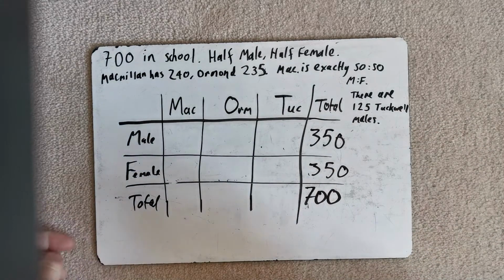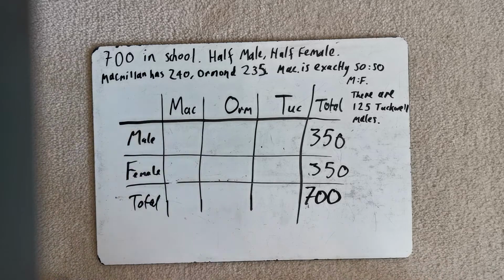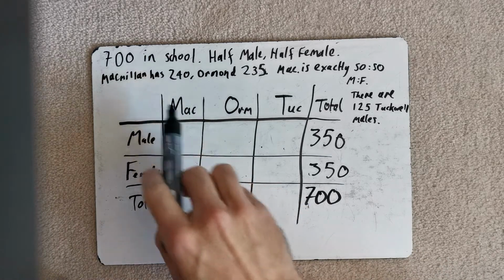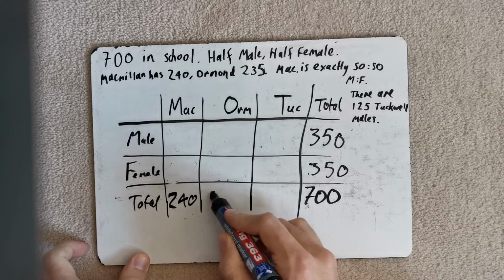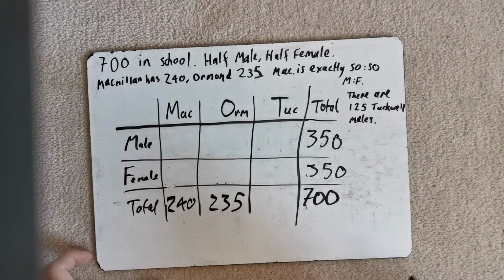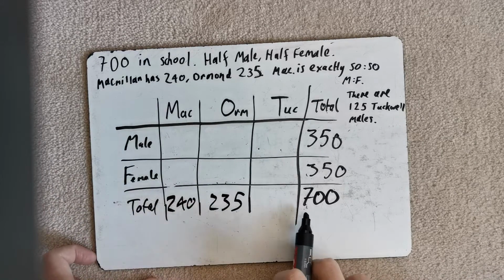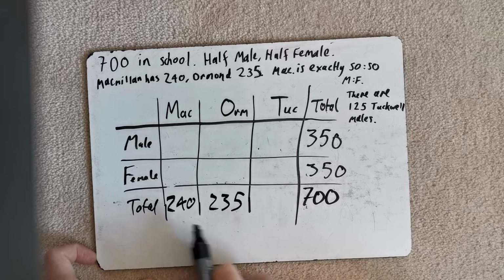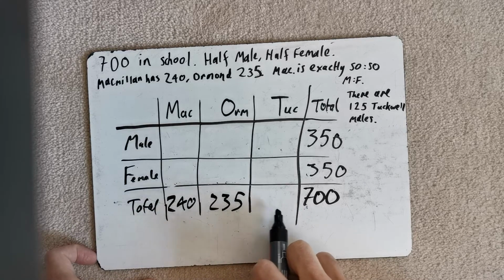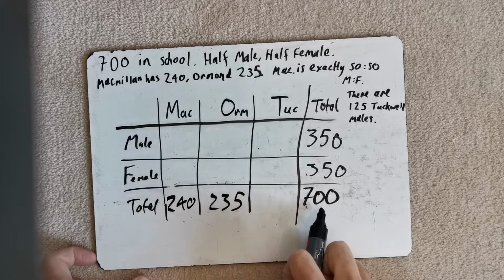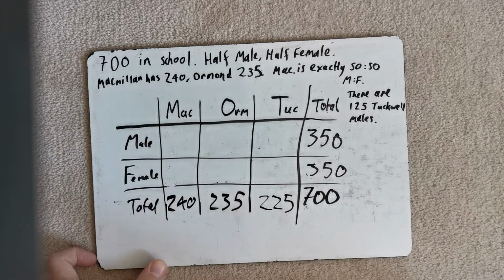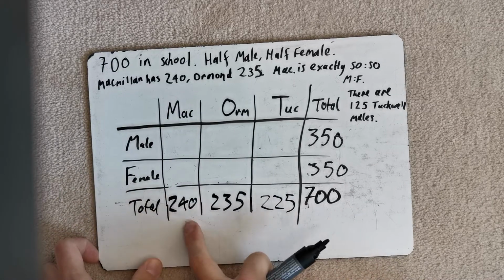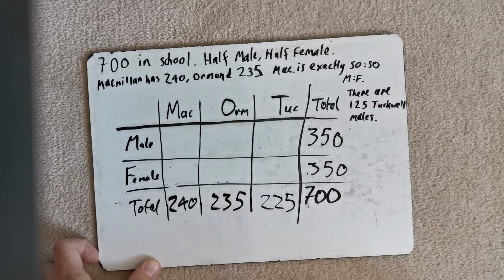350. There we go. Next up, we've got Macmillan as 240, Ormond as 235. We can put that in straight away as well. What about the rest of this though? Of course this is the grand total. We know the total number of Macmillan, we know the total number of Ormond, so the remainder would be the total number of Tuckwell. So let's get that 700, take those two away, and we'll get 225 in Tuckwell. So 700, take away 235, take away 240, would be 225.